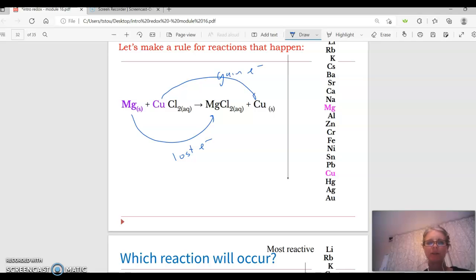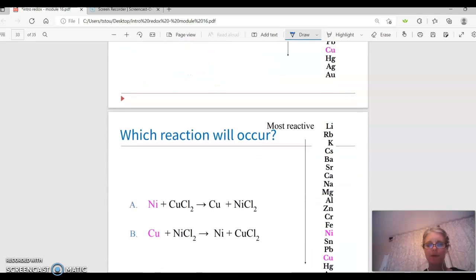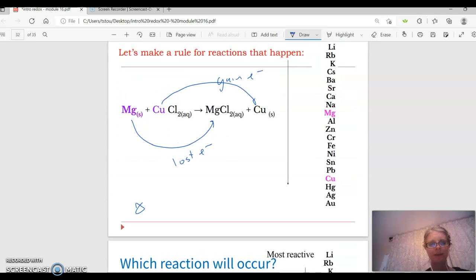A redox reaction will happen when everybody gets to do what they want to do. Magnesium wants to lose electrons. Copper wants to gain them. This reaction will happen. The reverse will not, because that makes everyone do what they don't want to do. So the rule that I'm going to end you with is: as long as the solid is above the aqueous, the reaction will happen.